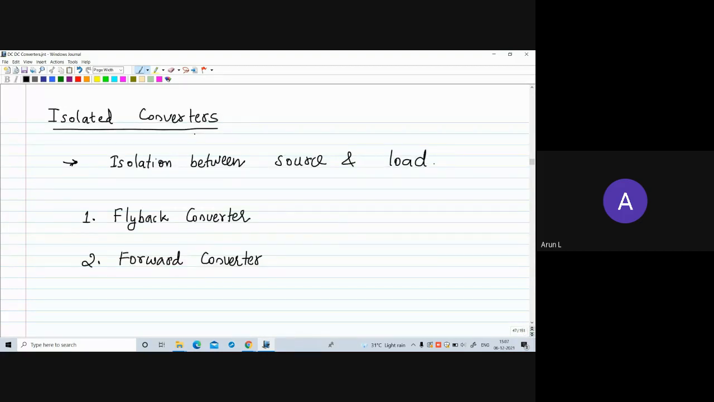In isolated converters, the source and the load will have different grounds. The negative rail of the source is not connected to the negative rail of the load. They have separate grounds. One or two popular isolated converters are the flyback converter and the forward converter. So let us see how a flyback converter can be deduced from the basic converter.